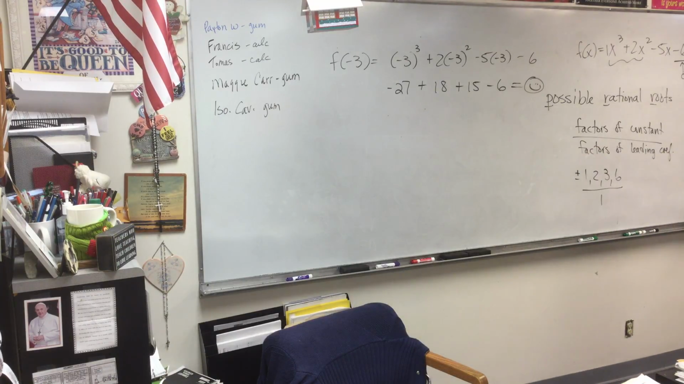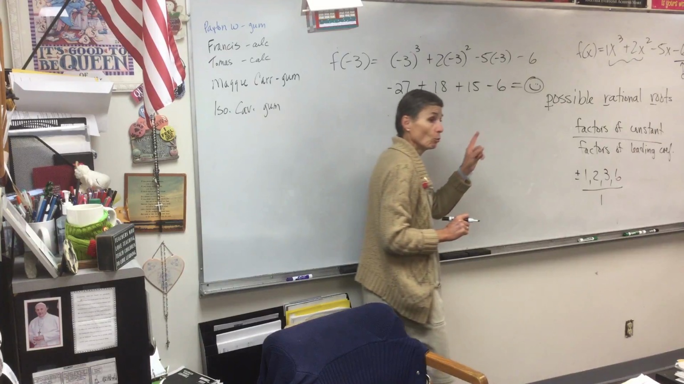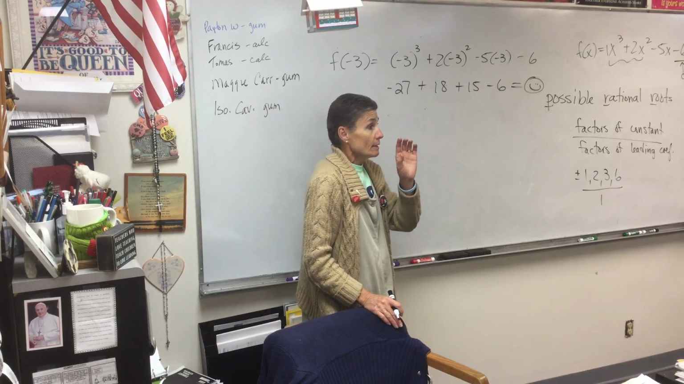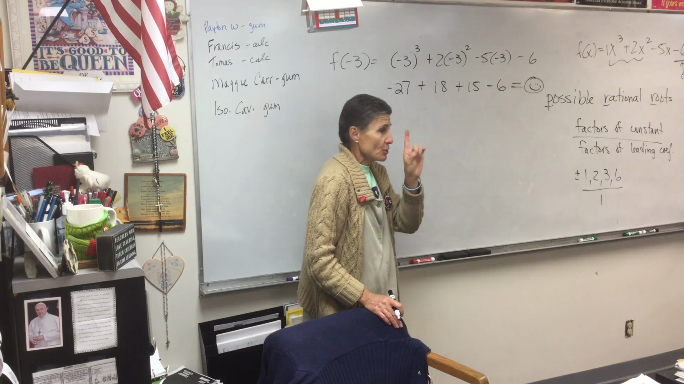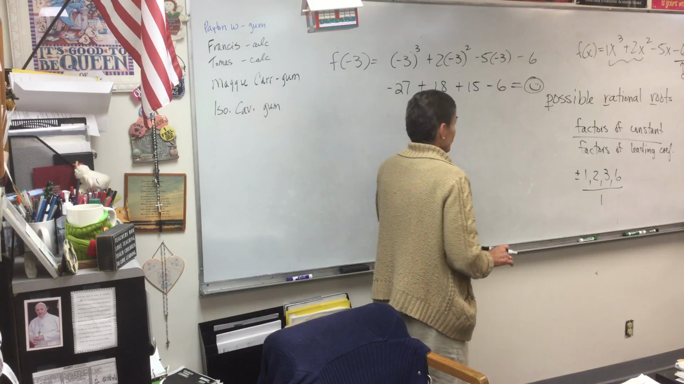But what if -3 hadn't worked? What would I do? Guess again. I would pick another one of my numbers, and I'm going to keep guessing until one equals 0. Now, the minute you get a 0, I want you to write that factor down.